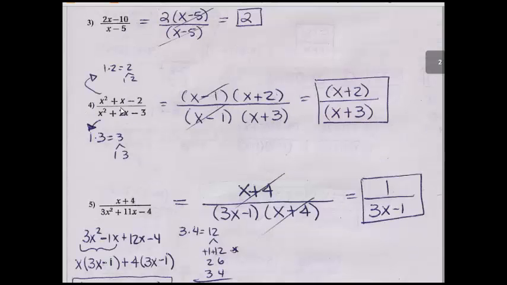The next problems continues to be simplifying the rational. Basically the strategy is the same. Factor the top, factor the bottom. Once you factor, look for things that you can cancel. And I cancel and I got this answer.